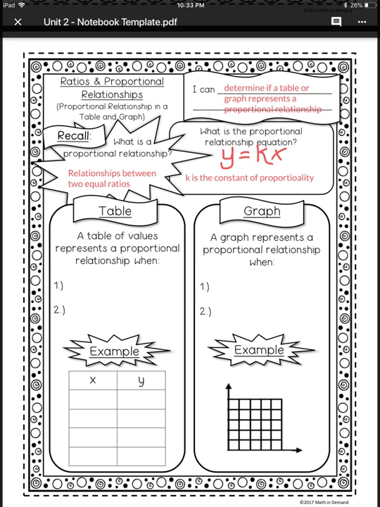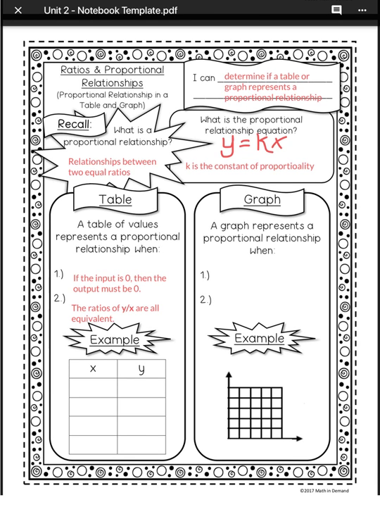A table of values represents a proportional relationship when, first, if the input is 0, then the output must be 0. And second, the ratios of y over x are all equivalent. The table shows an example of a proportional relationship. If you divide any of your y's by any of your x's, you will always get 3.